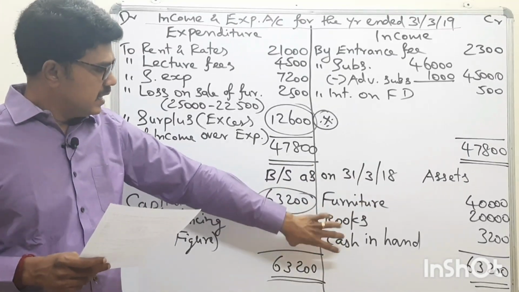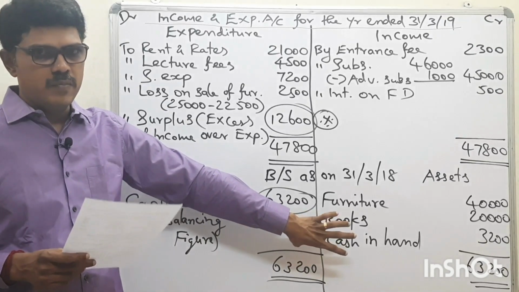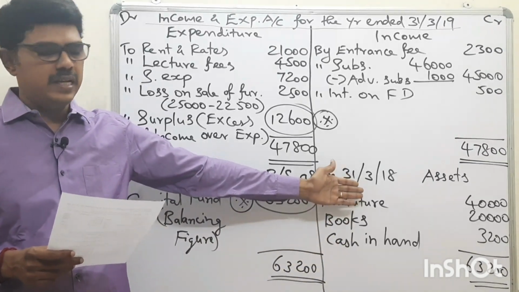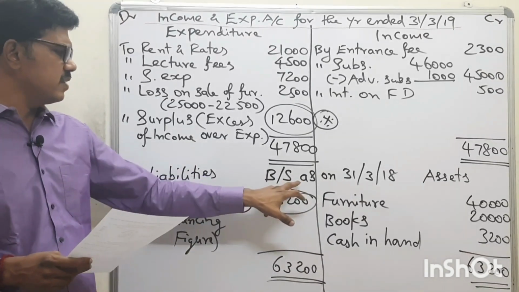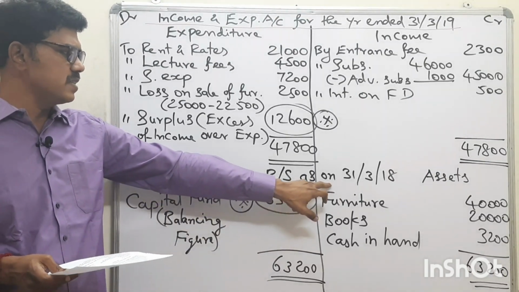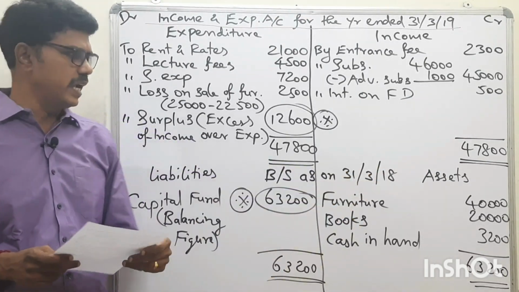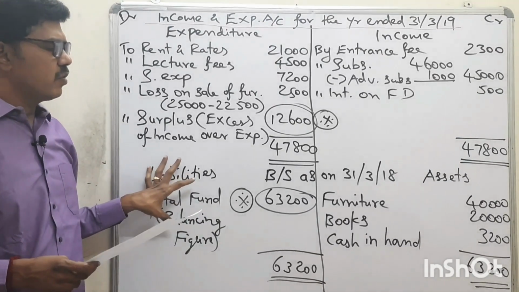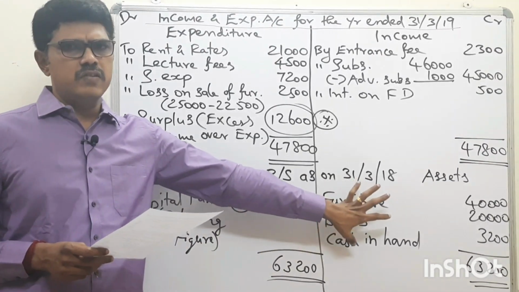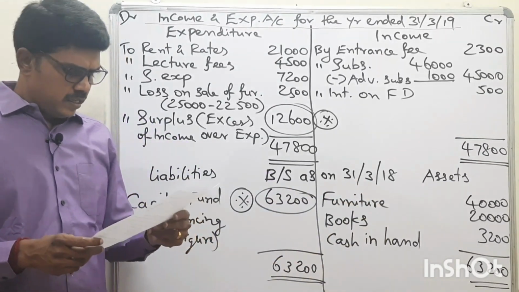No other change in the accounts in the balance sheet except the date, right? Balance sheet is a statement. That is why we always write balance sheet as on 31st 3 2018. In the left hand side, we are going to record all the liabilities. In the right hand side, we are going to record all the assets.